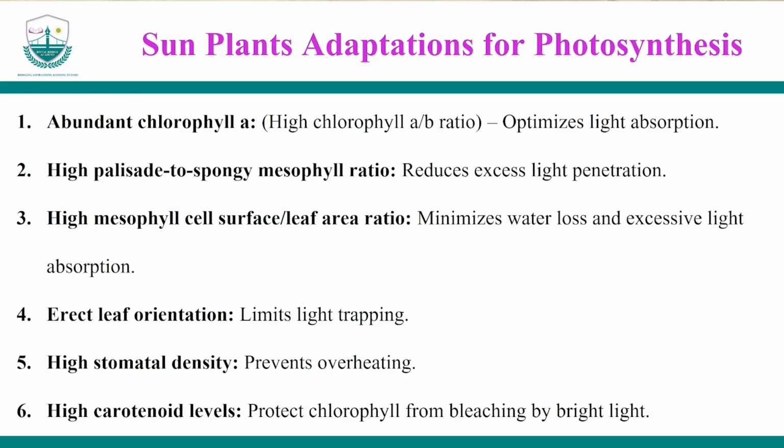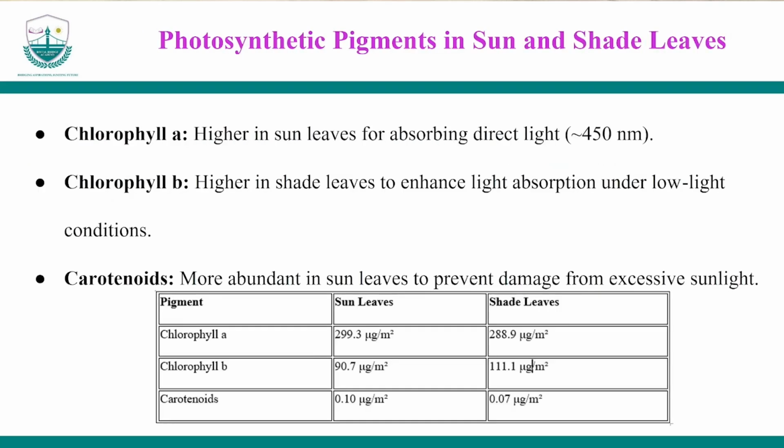And then basically the opposite of what happens in the shade leaves is what will happen in the sun plants. That means that instead of having more chlorophyll B, they have more chlorophyll A, and this is optimal for light absorption. They have a high palisade to mesophyll layer ratio. That means it reduces the amount of light that goes to the spongy mesophyll layer. They have basically all the opposite of what happens there. That's what you can talk about.